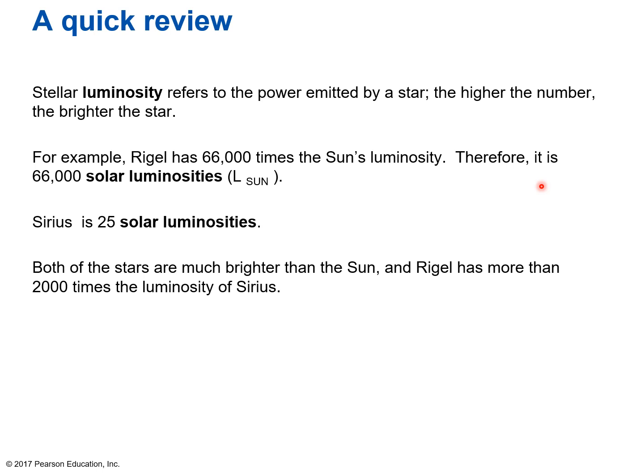Another star, Sirius, is 25 solar luminosities. It's 25 times brighter than the sun. Both of the stars are much brighter than the sun, and Rigel has more than 2,000 times the luminosity of Sirius. So if you compare these numbers, Rigel is 66,000, Sirius is 25. So Rigel is much brighter than Sirius.